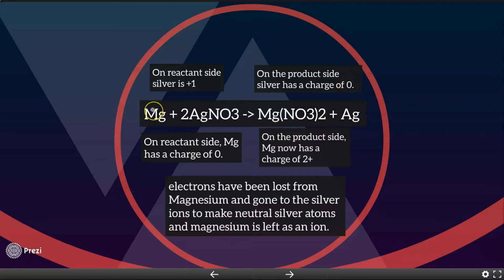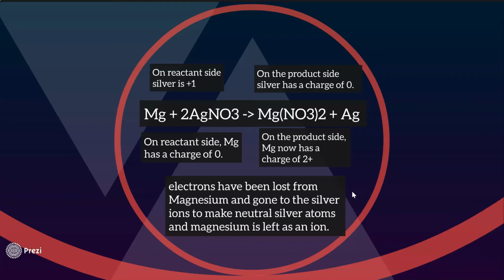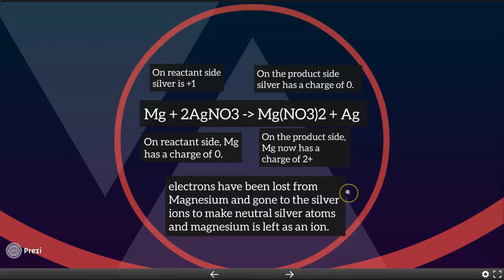So magnesium lost electrons, silver ion gained electrons to become neutral, and that's how you have a redox reaction. The electrons moved from magnesium metal to silver ion, creating neutral silver atoms and magnesium ions. So that's an example of a redox reaction. So use the organizer to help you start to identify different kinds of reactions.